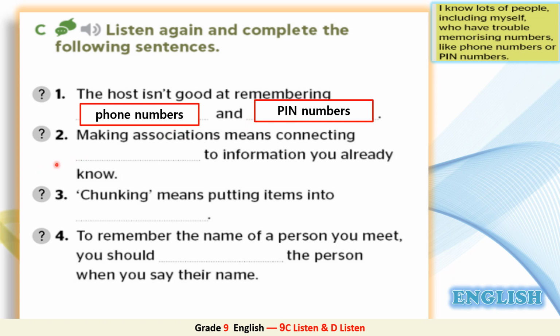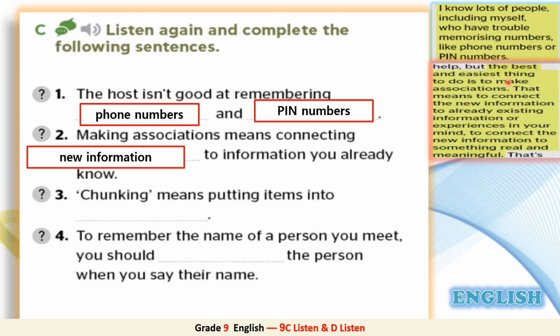Now let's go to number 2. Making associations means connecting what to information you already know. What do you think? Absolutely correct. New information. Connecting new information. Now could you please tell me the sentence which tells us that? Wonderful. This is the sentence which proves this answer.